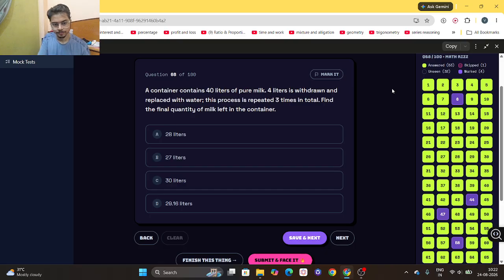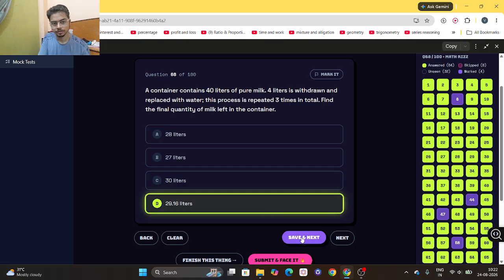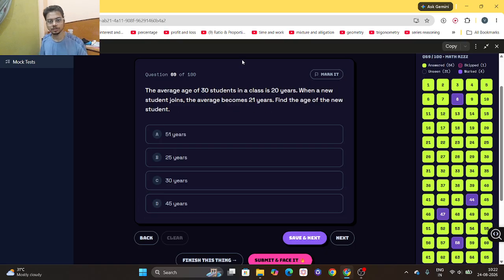29.16. Next. The average age of 30 students in a class is 20 years. When a new student joins, the average becomes 21 years. Find the age of the new student.